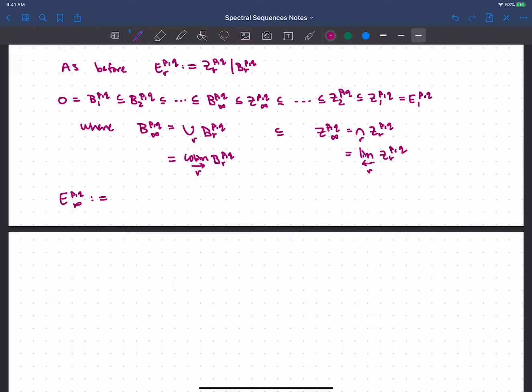So we've got E_infinity^{P,Q}. Well, what was that before? That was Z_infinity^{P,Q} mod B_infinity^{P,Q}. Okay, and notice that that's also the inverse limit over R of, well, since the B_infinity^{P,Q} sits inside all of the Z's, that's really the inverse limit of Z_R mod B_infinity. Okay, so that comes with a lim1 term. And we won't need it right away, but this will come back later.